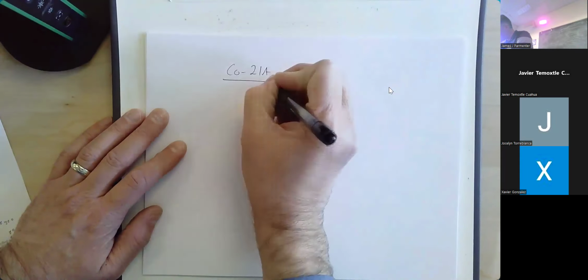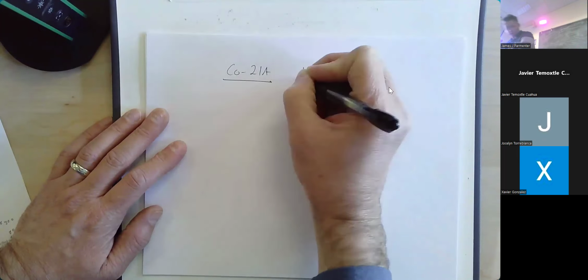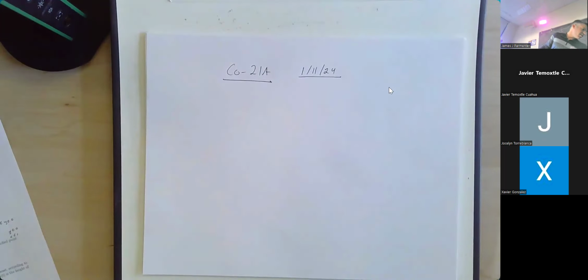Co-21A. Today is January 11th, 2024. This desk could be a little bit higher. Great. Okay.